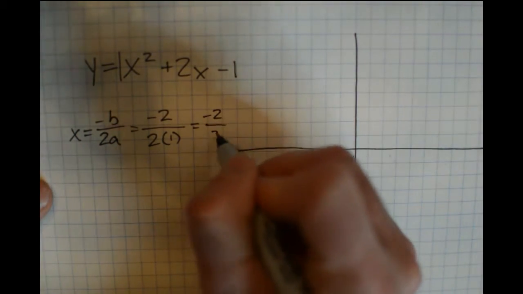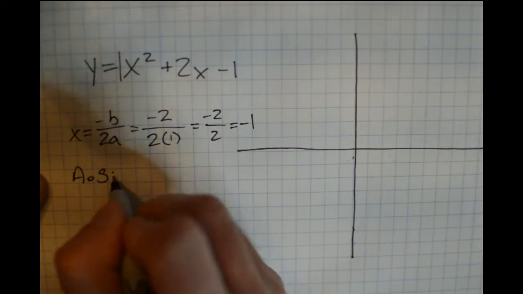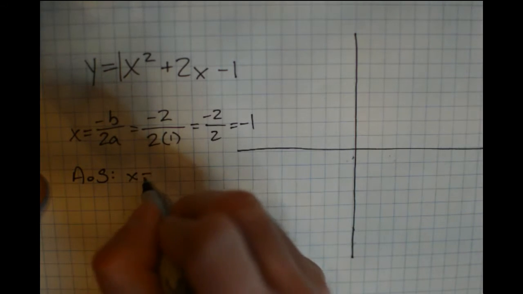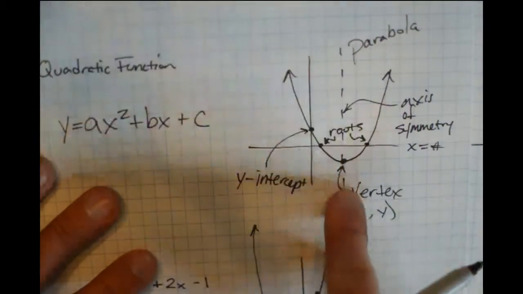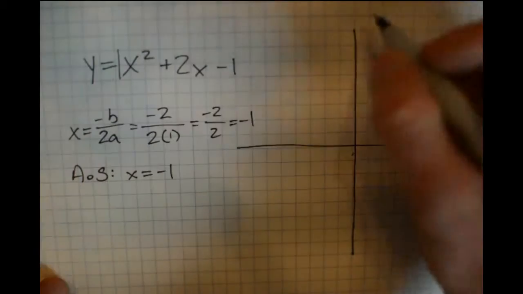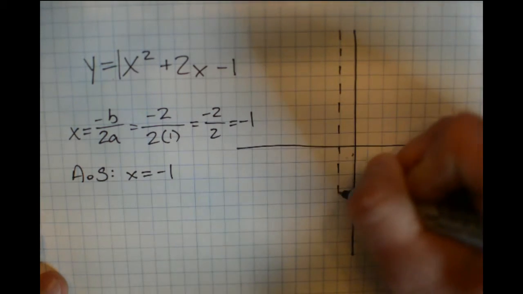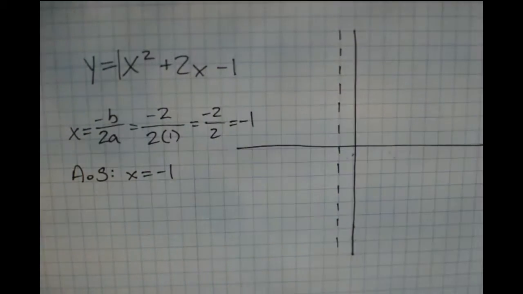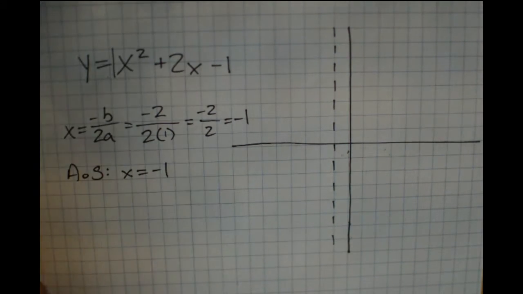So I have -2 over 2, and so my axis of symmetry, I'm going to abbreviate that AOS, is equal to x equals -1. What I know about that is it's an imaginary line that is going to cut that parabola in half. So I'm going to go ahead and graph that first. Wherever this parabola is, it is centered around this imaginary dotted line. And we make that line dotted so that you know that that's not really part of the function itself. It's just kind of a feature of it that's working in the background.